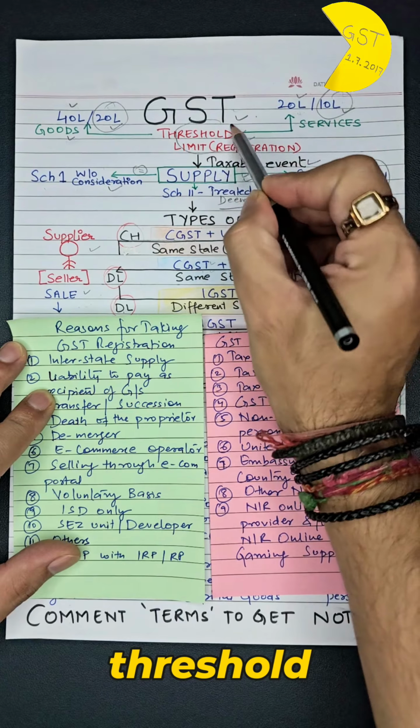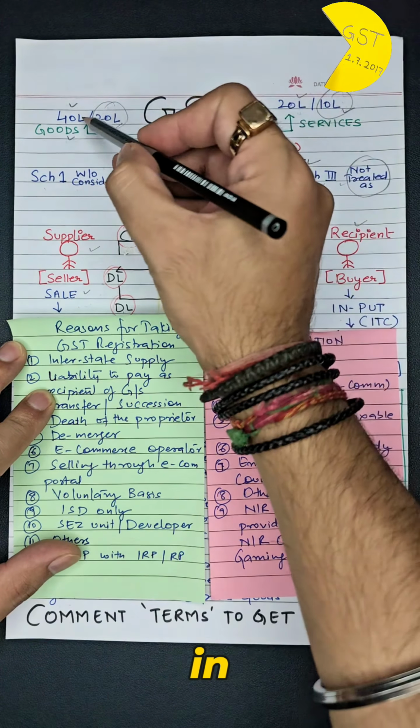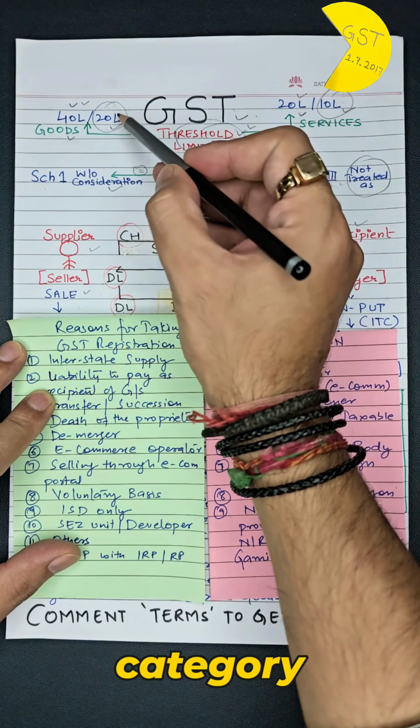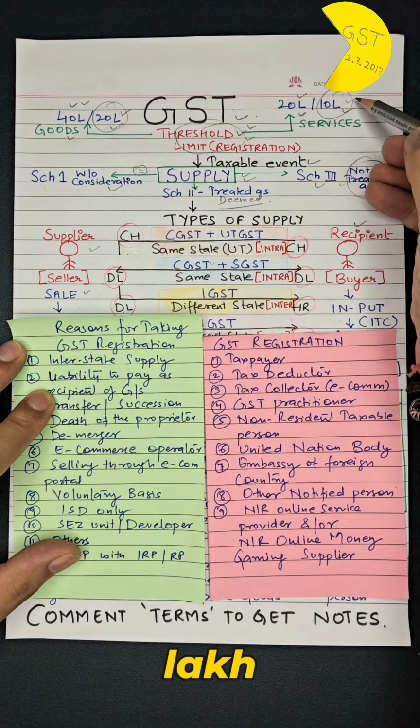Under GST, there is a threshold limit for the registration purpose. Like in case of goods, it's 40 lakh and in case of services, it's 20 lakh. For certain special category states, it's 20 lakh for the goods and 10 lakh for the services.